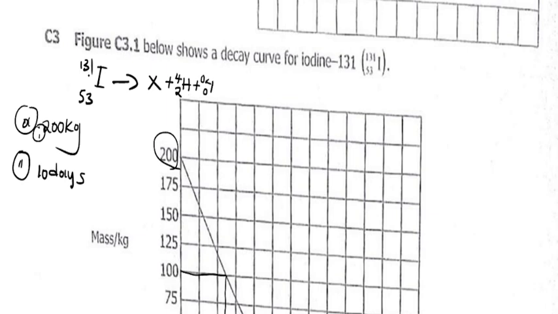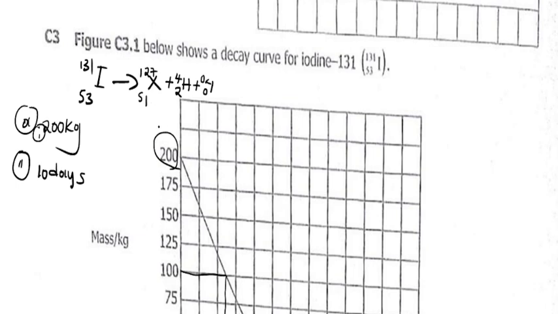Now how do we find that one? What is 131 subtract 4? We want to balance what is on top. 131 subtract 4 is 127. 127 subtract 0 is still 127. 53 subtract 2 is 51. So we have 51 here. That is what we have.